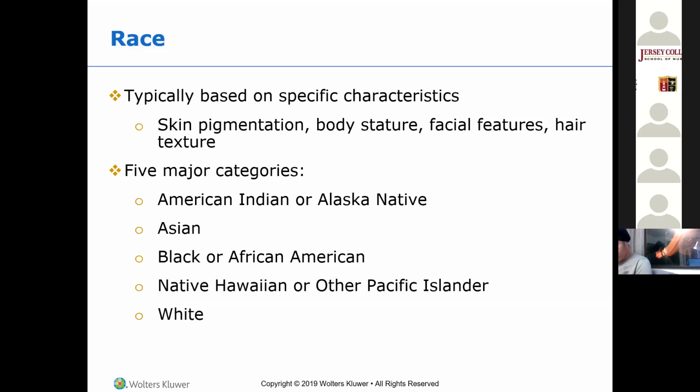But the 5 categories that fall under the federal standards are American Indian or Alaska Native, Asian, Black or African American, Native Hawaiian or Pacific Islander, and white. So when they ask people to identify their race, these are the standard categories that you're usually going to see on a form.